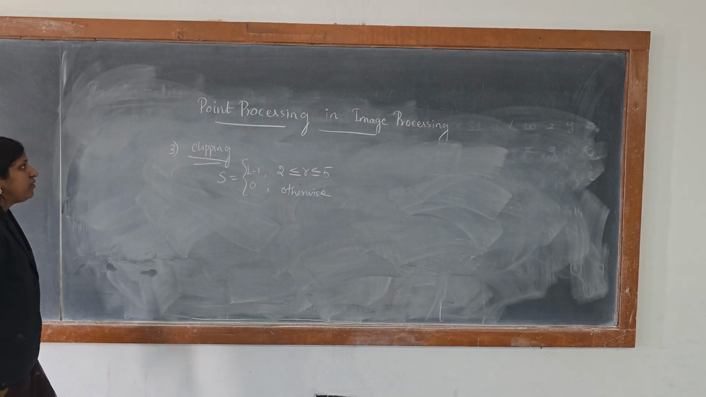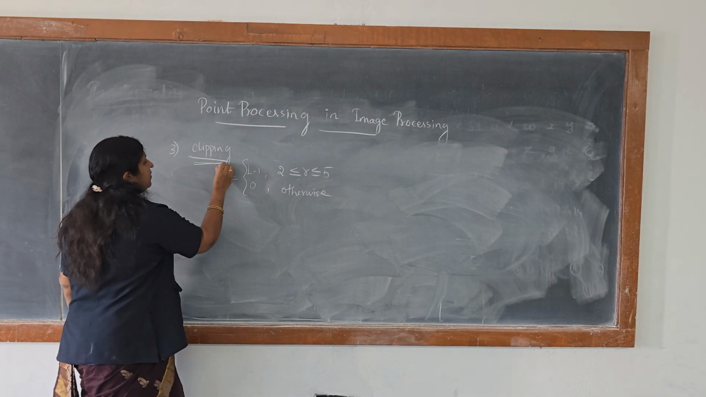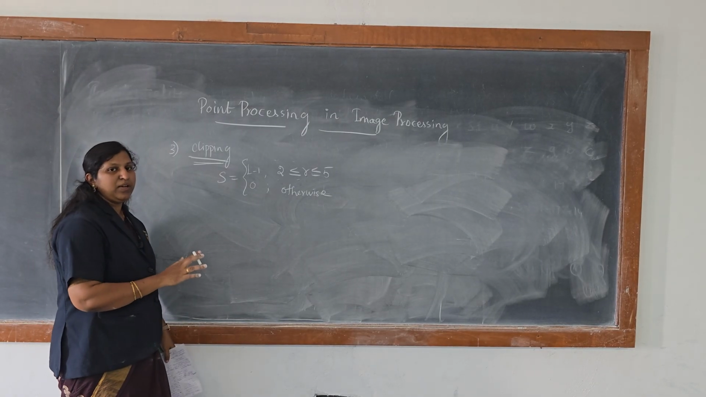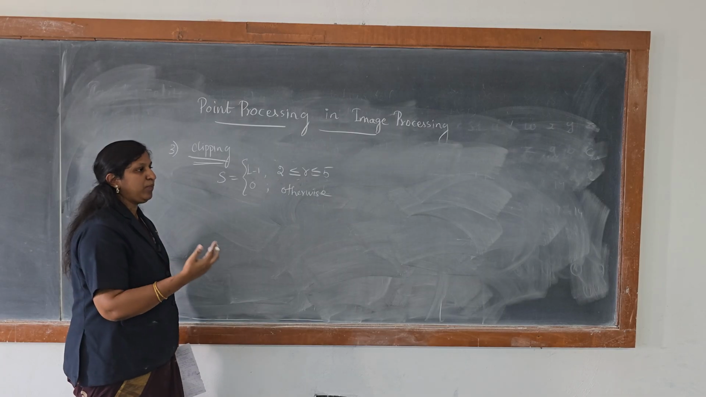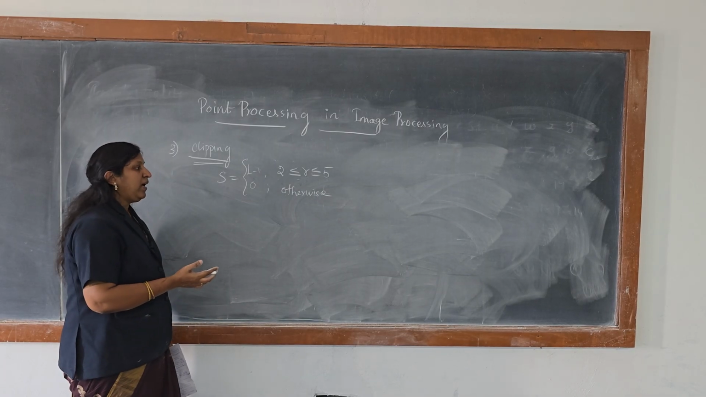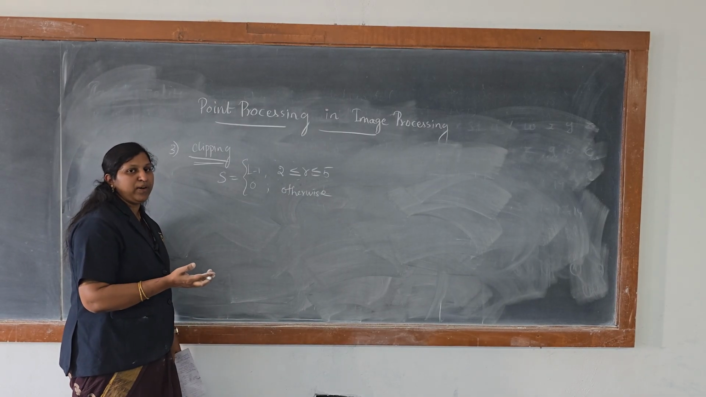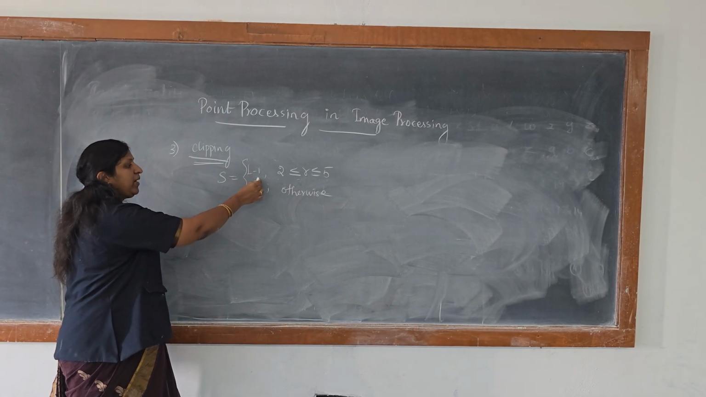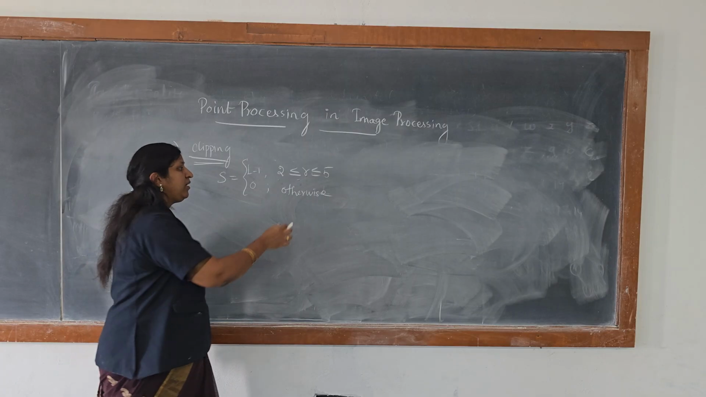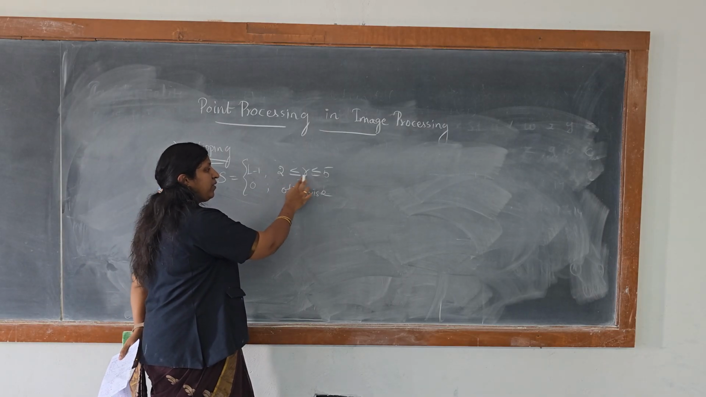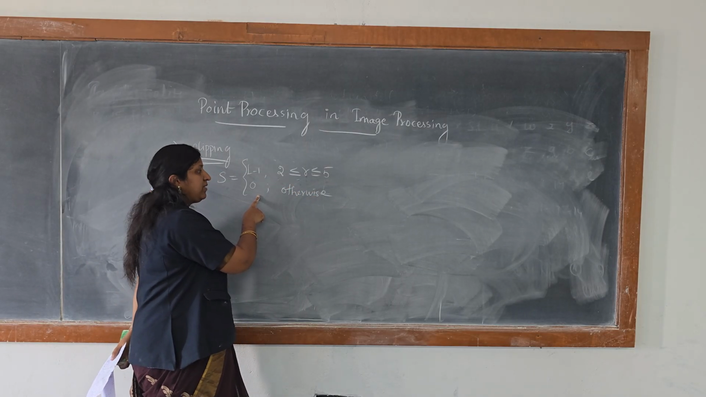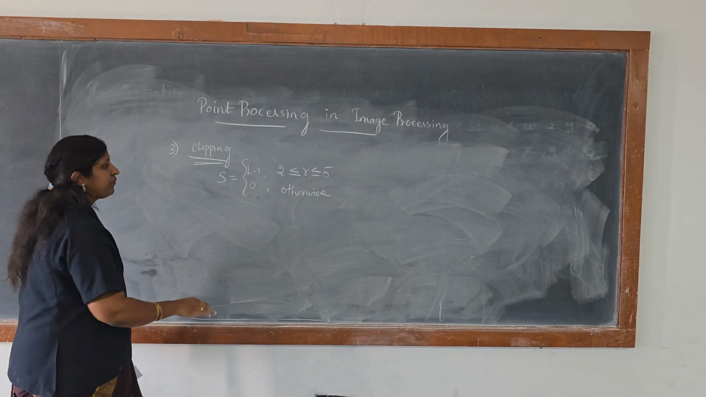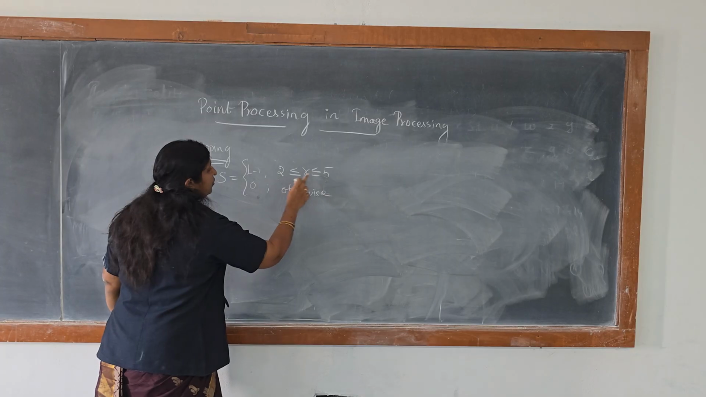Okay, so clipping is also a type of point processing. Here also, we are doing some modification over the pixel values of the input image, and finally we will get the modified output image. So the relation here is S is equal to L minus 1 if the R value ranges from 2 to 5, otherwise 0. If you take the same example, the value ranges from 2 to 5.